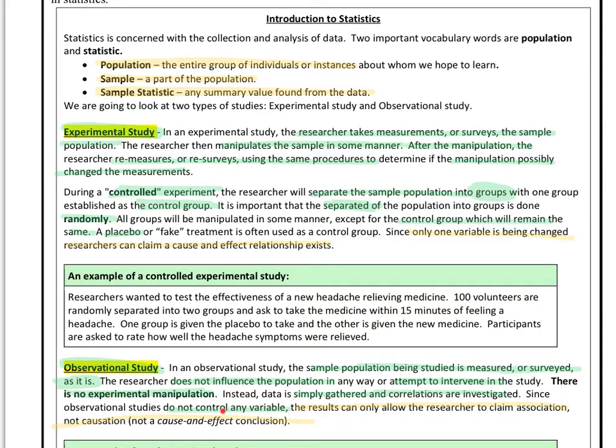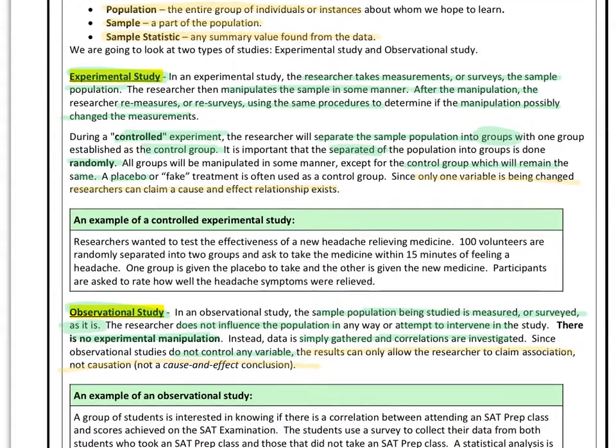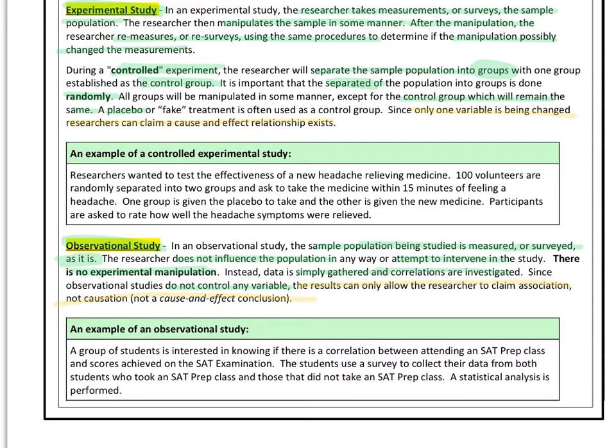Because we do not have a control variable, the results can only allow the researcher to claim association and not causation, meaning not cause and effect. And again, here's just a little quick example. We've got SAT scores and wondering if SAT prep actually helps. Okay, so flip it over and we're going to see the next page.